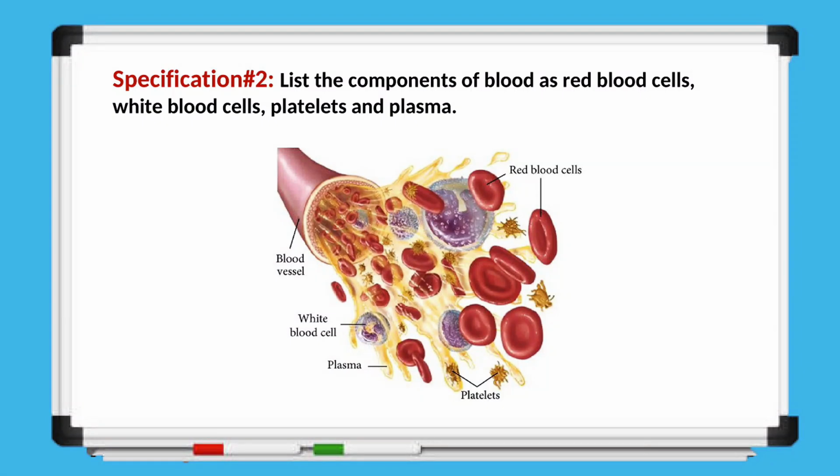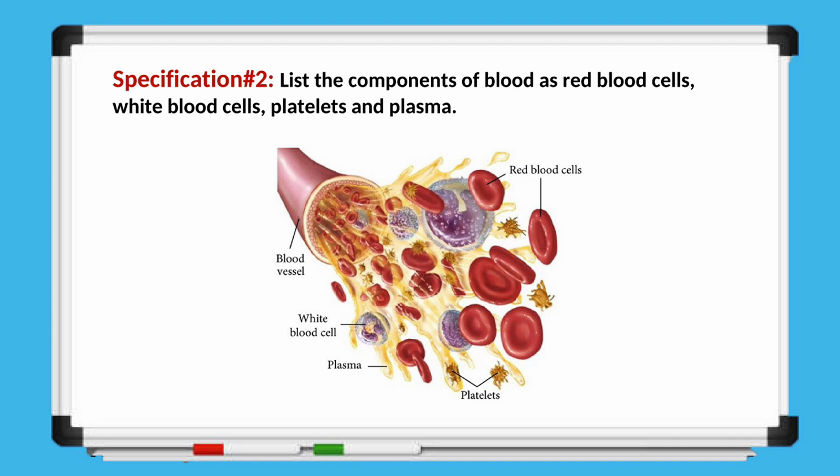Now, let's move on to the next part, which is specification number 2. This specification asks us to list the main components of blood. According to the syllabus, blood is made up of 4 key components: red blood cells, white blood cells, platelets, and plasma. It is important to remember that a blood vessel itself is not considered a component of blood.